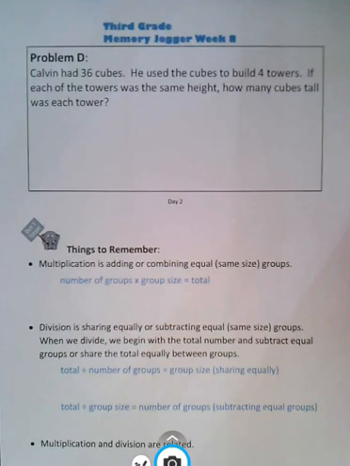Let's take a look at week 8, day 2, problem D. Calvin had 36 cubes. He used the cubes to build 4 towers. If each of the towers was the same height, how many cubes tall was each tower?